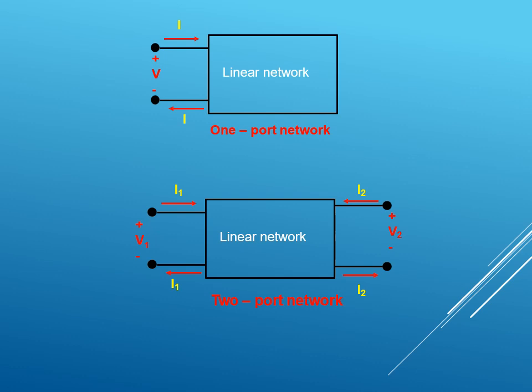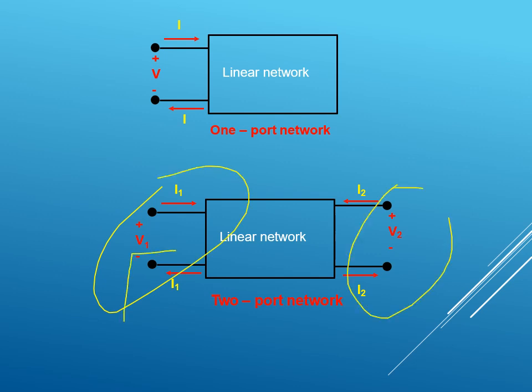Now in a two port network there are two ports. One is the input port and another one is the output port. Through this input port we will apply the input. The input may be either DC or sinusoidal or any other type of waveform, and the output is taken from this side. Here we will connect a load at this side.